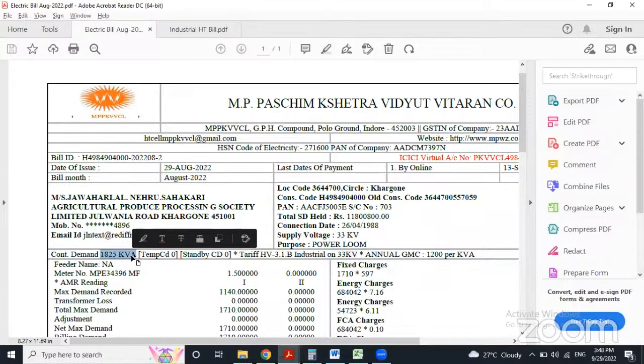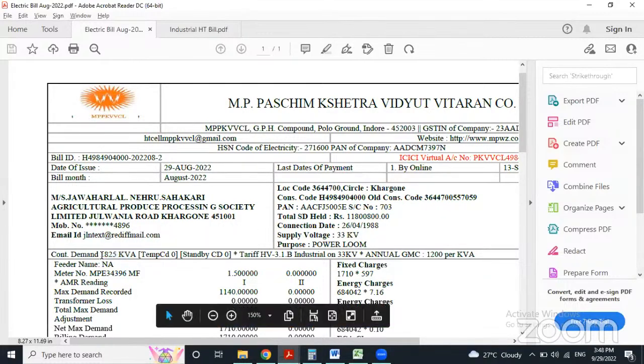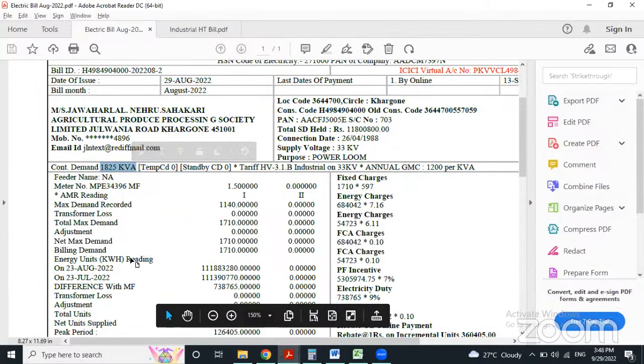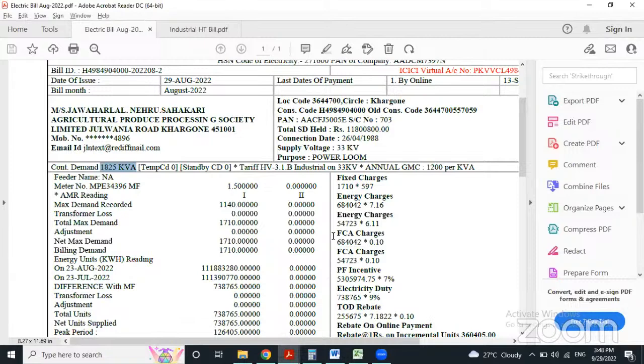What is the solution you can give to the customer? The customer can give an application and increase his contract demand and then go for solar. So this is the kind of suggestion that you can give to the customer. I hope through these electricity bills you will be able to estimate the PV plant capacity for any customer.